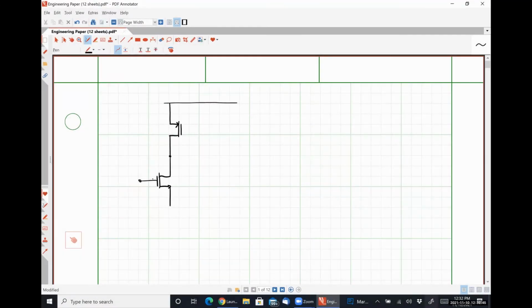We are going to apply a differential mode signal, 1/2 VIDM, to the gate of transistor M1. We are going to apply a differential mode signal, -1/2 VIDM, to the gate of transistor M2.